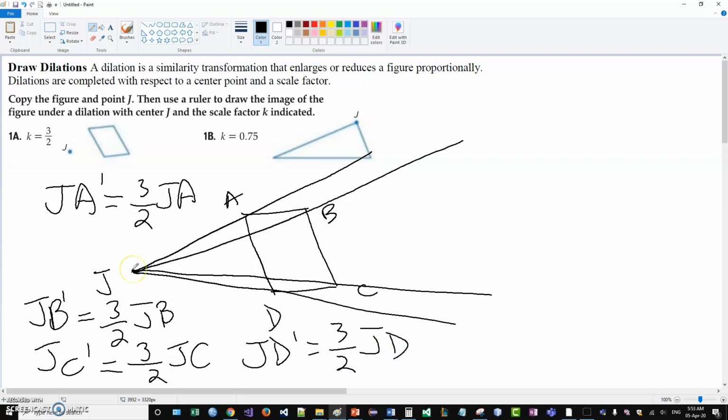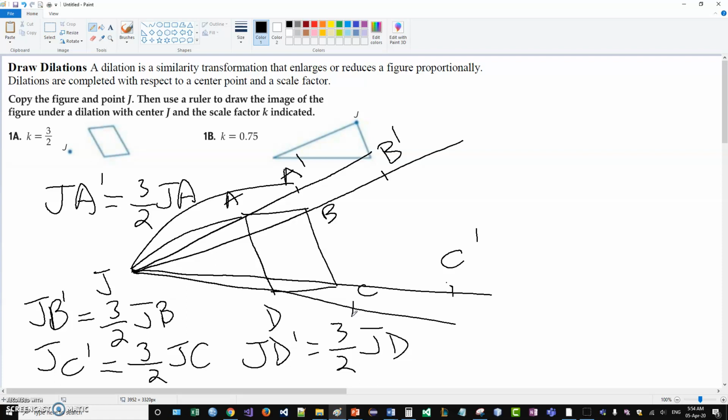So from J, this is almost 1.5 of JA. So JA prime equals 1.5 of JA. Same thing with JB. 1.5 is almost here. And then JC, 1.5 of JC, somewhere close to here, for example, and JD, 1.5 of JD, almost here.